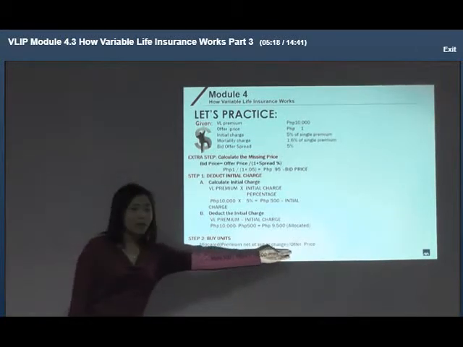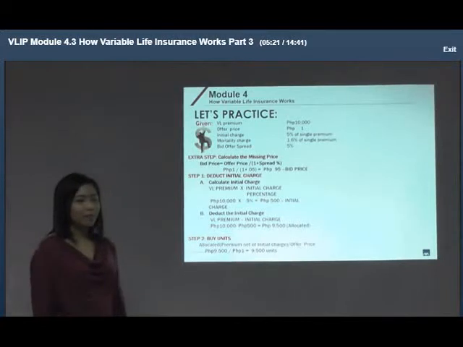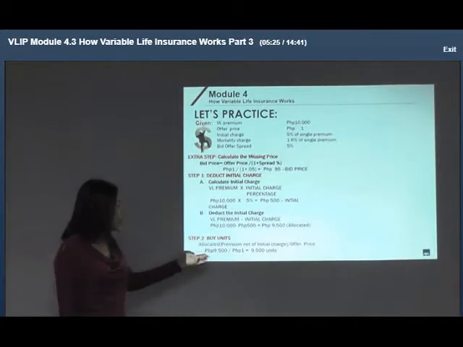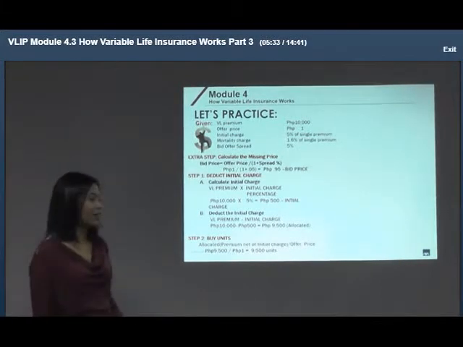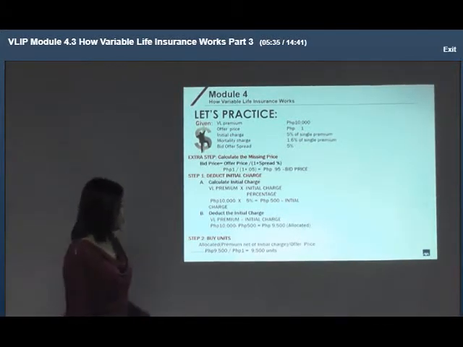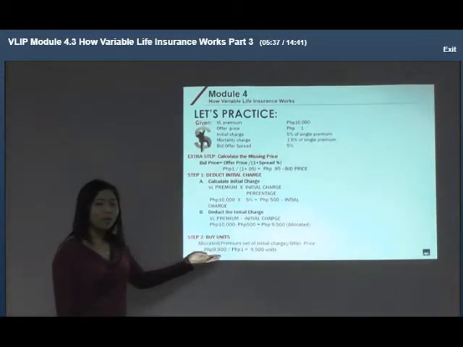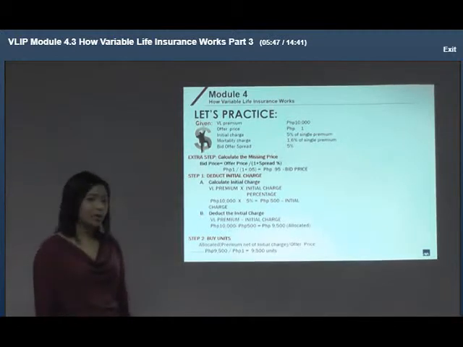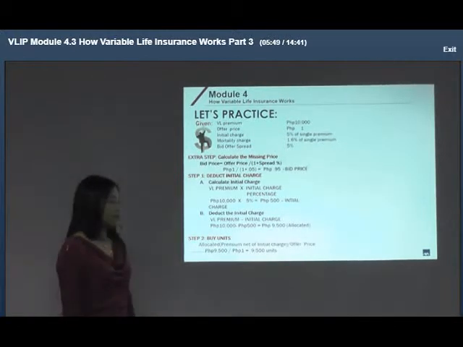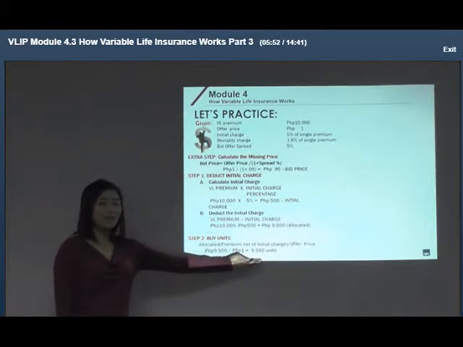Notice that we use offer price here. We use offer price because in this scenario, the client wishes to buy units. And buying units is a transaction that goes inside the variable life fund. Thus, if we convert the allocated premium, 9,500, to units, we will have to divide that by the given offer price, which is 1 peso, which will result in 9,500 units.